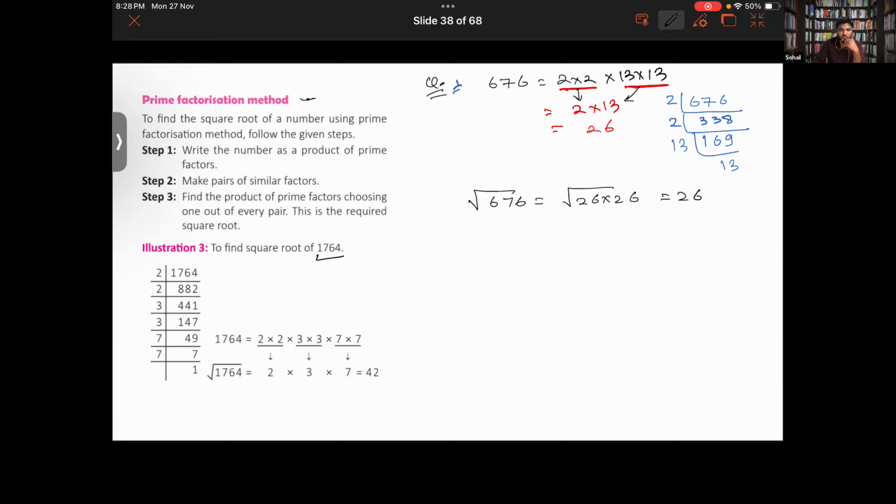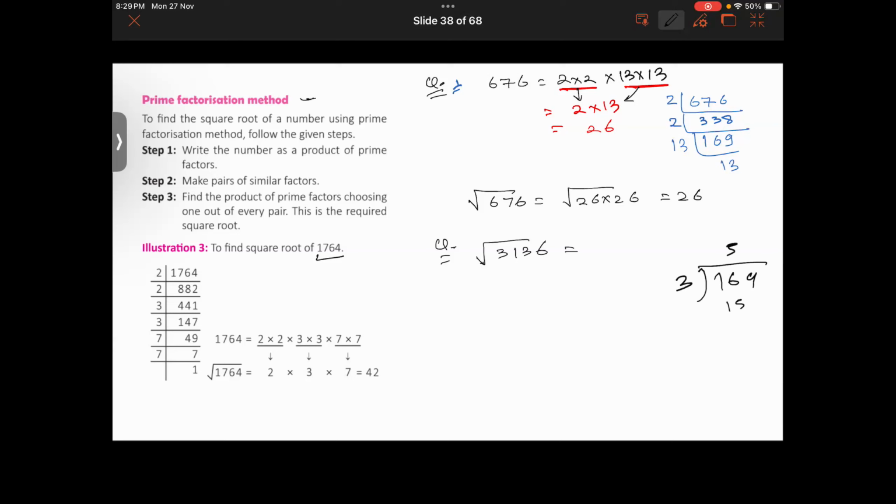Was it clear to you? Yes, sir, it is clear, but one thing. Do one more thing: find the square root of 3136 using the prime factorization method. Sir, in 169, we can't divide it by 3. No, you can't divide by 3. If you divide 169 by 3: 3 5s are 15, remaining 1 and 9. 3 6s are 18. So there is a remainder 1 now. You are left with 1, so we can't.